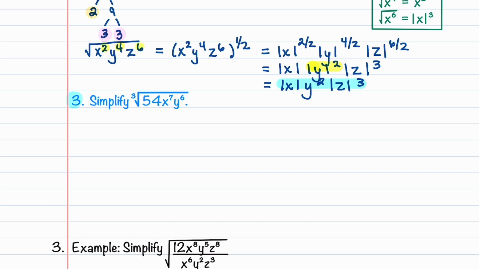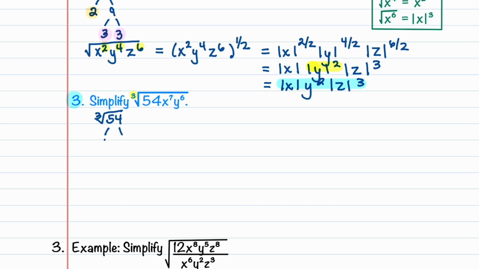Let's now look at an example that has a cube root in it. We'll begin by simplifying the cube root of 54. I think with this one, it's hard to divide it as 2 times a number. And I think it's easier for this one to just remember that 54 is equal to 6 times 9.